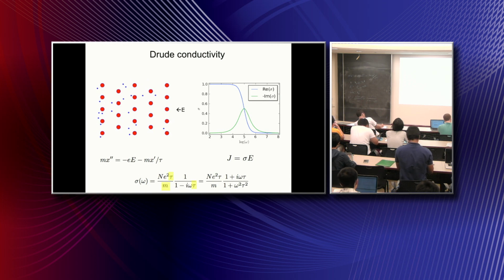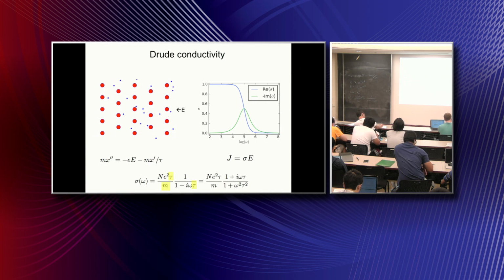If you recall my definition of conductivity, it was that the conductivity is the proportionality between electric field and the current. And since the current we can write as the density of carriers times the electronic charge times their velocity, we write down J = n e squared tau over m times 1 over 1 minus i omega tau.